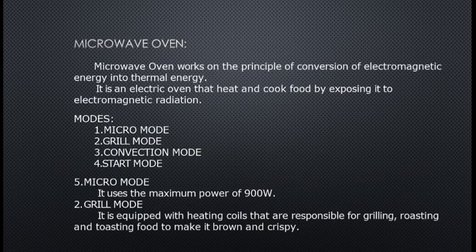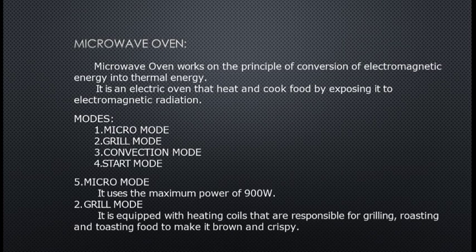Microwave oven. A microwave oven works on the principle of conversion of electromagnetic energy into thermal energy. It is an electric oven that heats and cooks food by exposing it to electromagnetic radiation. Modes: micro mode, grill mode, convection mode, and start mode.